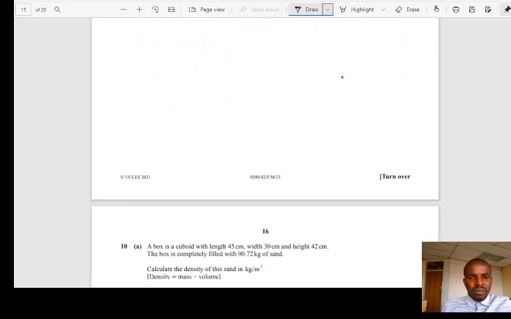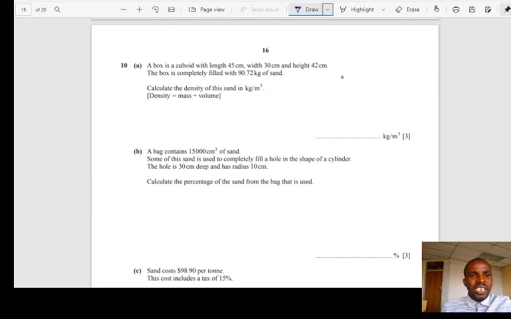Like this. Right, next, question number 10. A box is a cuboid with length 45, width 30, height 42. The box is completely filled with 90.72 of sand. Calculate the density of this sand. Density is mass over volume. Mass is given in kgs. Then density is in kg per cubic meter, which means we have to convert our length, width, and height to meters.